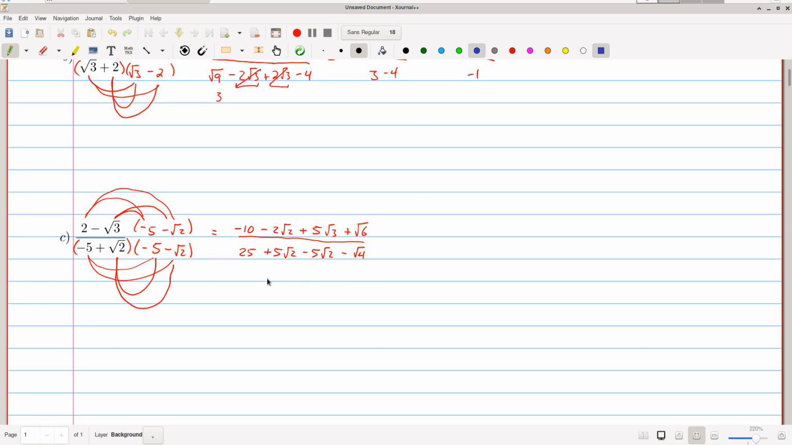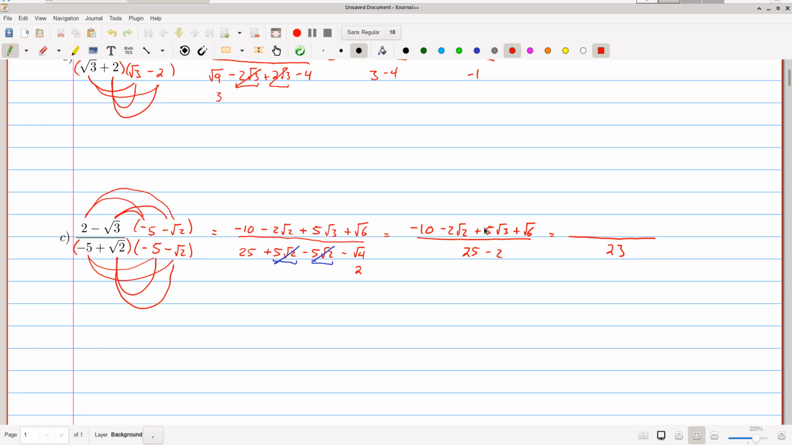So next up in the denominator, I see that we have like terms here. We can combine and actually cancel those out. And then next up, the square root of 4 is 2. So on top, we've got negative 10 minus 2 radical 2 plus 5 radical 3 plus radical 6. And on the bottom, we've got 25 minus 2. And now we can combine like terms in the denominator to give us just 23.